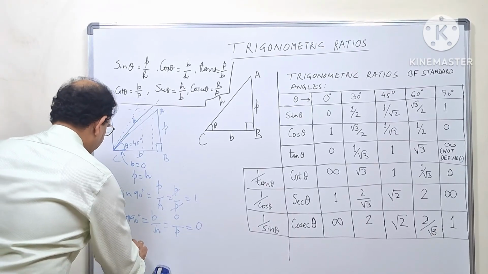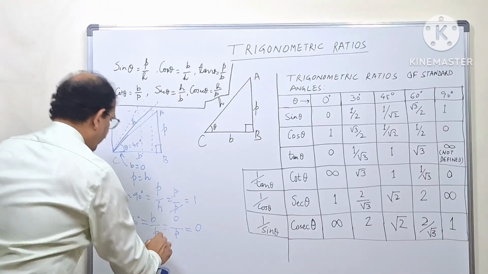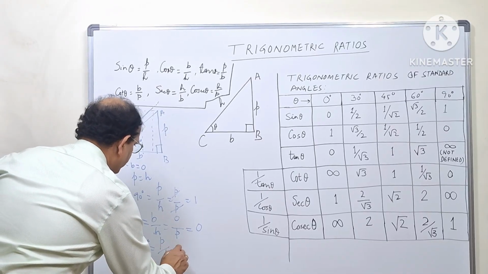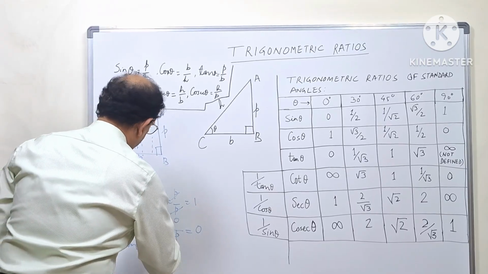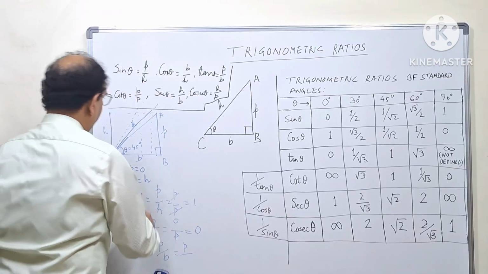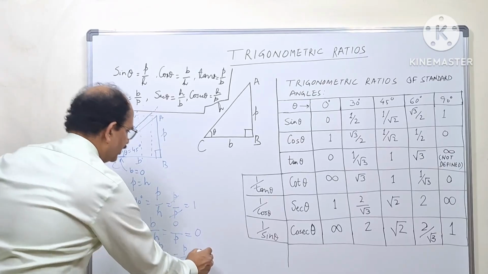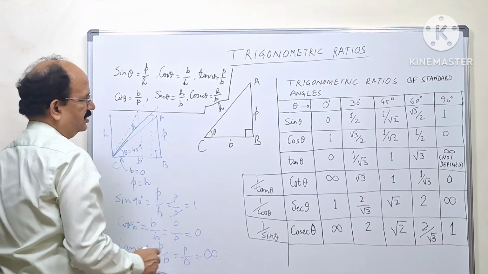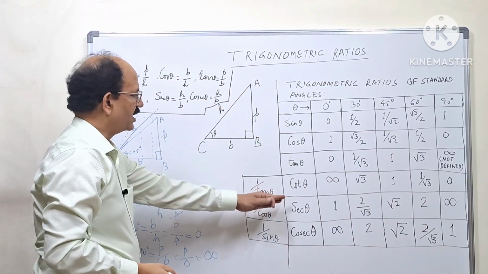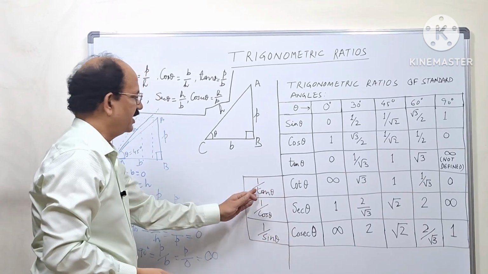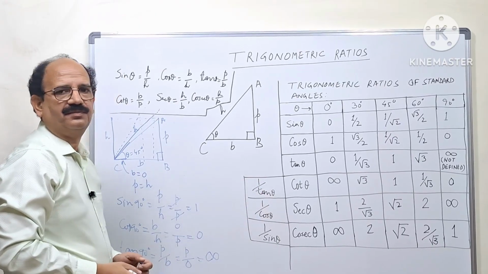What about tan 90? Tan 90 degree will be equal to perpendicular by base. What is the value of perpendicular? Perpendicular is equal to hypotenuse, let's keep it as P. What is base? Base is 0. Any number divided by 0 is undefined. So therefore tan 90 is not defined. Similarly you can get cot 90, sec 90 and cosec 90 by inversing them accordingly with this relationship.